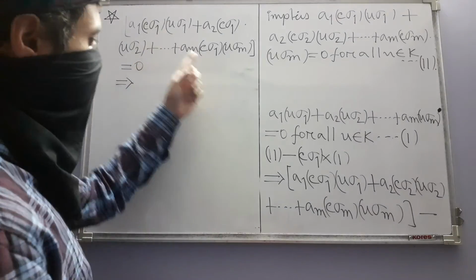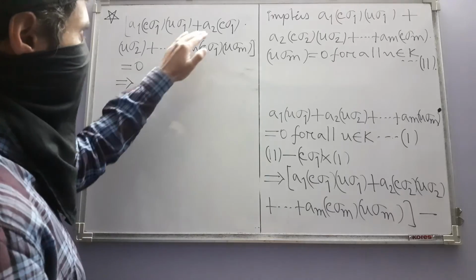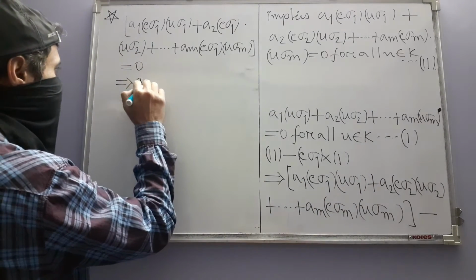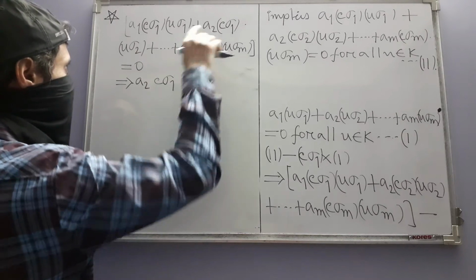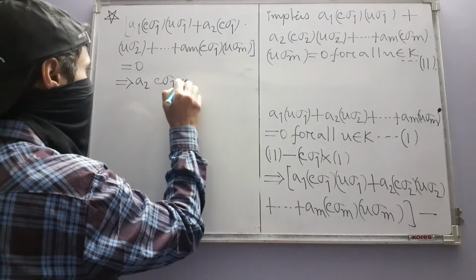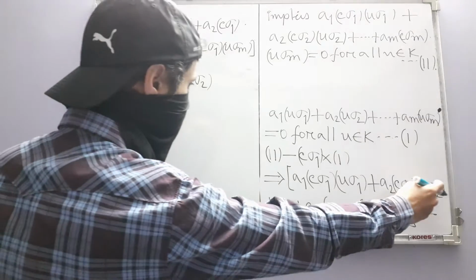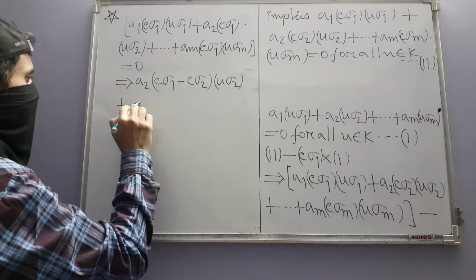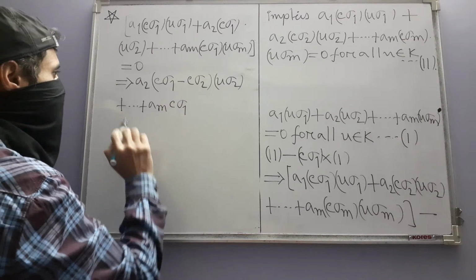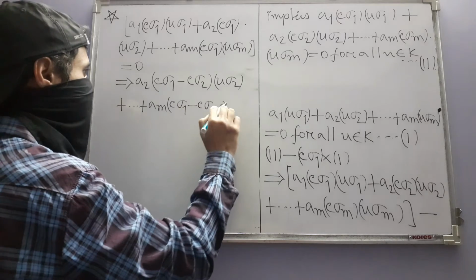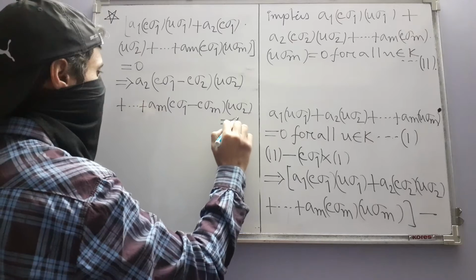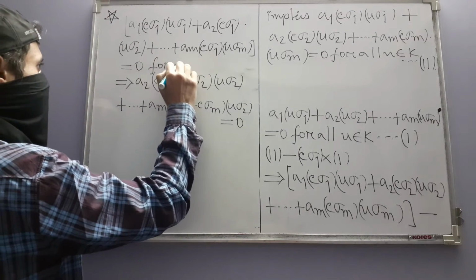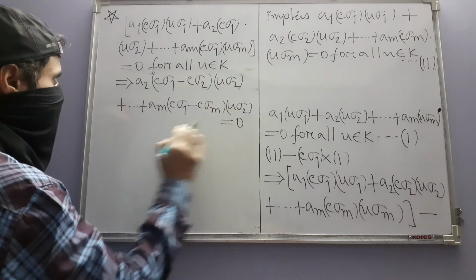Alright. So now the first two terms get cancelled because they are the same. However, what about the other terms? Taking common elements outside using distributive laws, we get A2 times (C sigma 1 minus C sigma 2) times u sigma 2, and there will be other terms also, and the last one will look like this, minus C sigma m, u sigma m, is equal to 0. And in order to understand that we are really doing it for all u in K, we keep on writing this part alongside these equations.